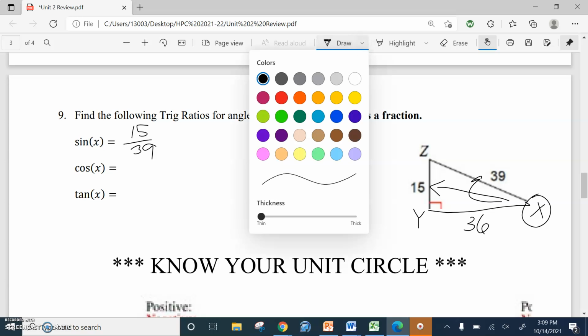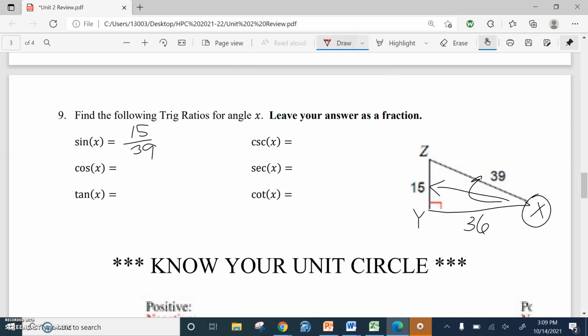Cosine, that's going to be, next color, sure. Cosine is adjacent over hypotenuse, so 36 over 39ths. And tangent, let's find another color. Hey, that looks good. Tangent, that is opposite over adjacent. So that gives us 15 over 36.